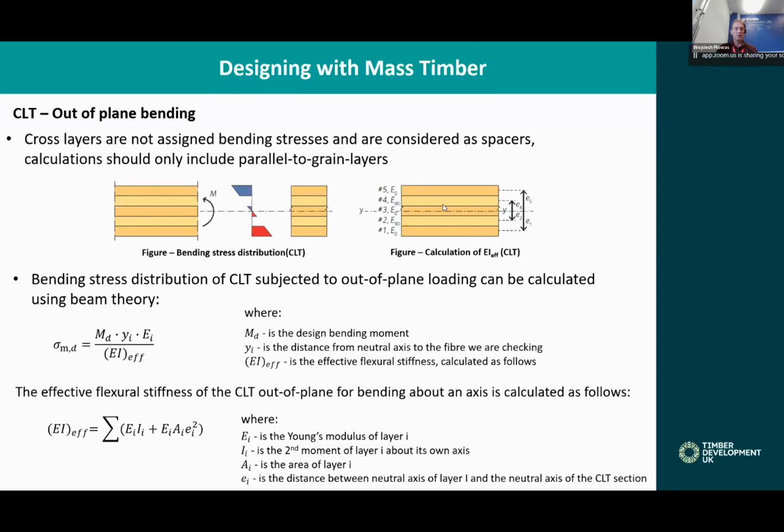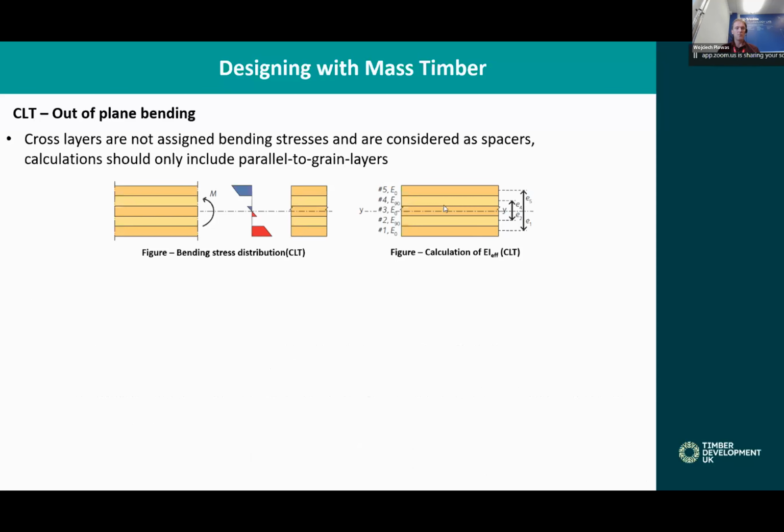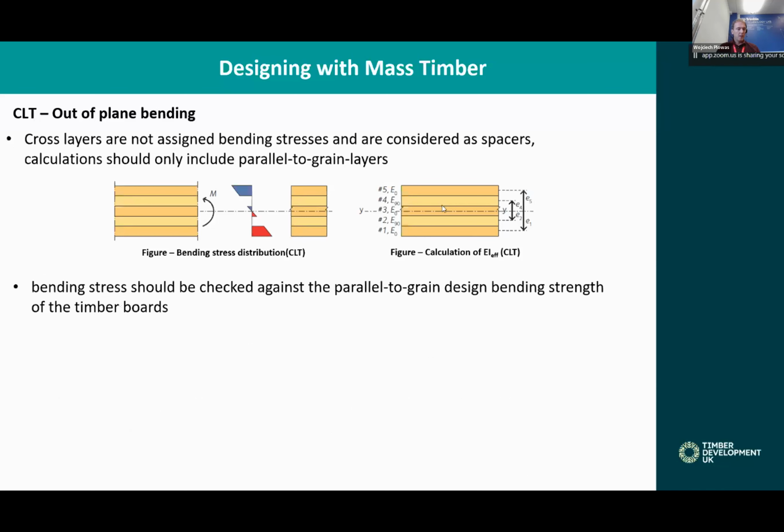So the symbol i stands for the number of the layers. In this case, we have a 5-ply. You would only consider the first, third, and fifth layers to calculate your effective stiffness. And then once you do that, you calculate your maximum bending stress at the most extreme fiber, either the top or bottom. You then check the suitability of the section by comparing the design stress with the design strength of the board that's subjected to the stress.